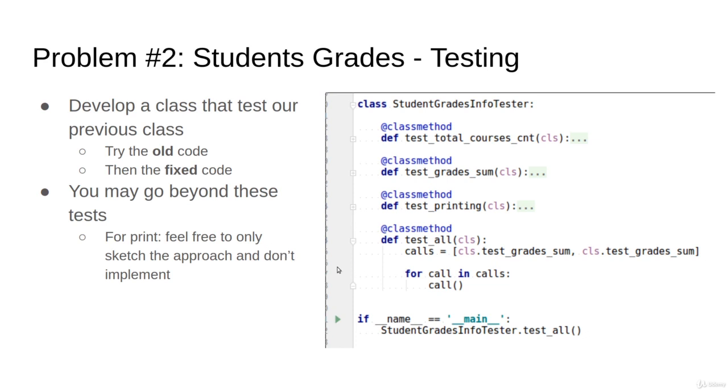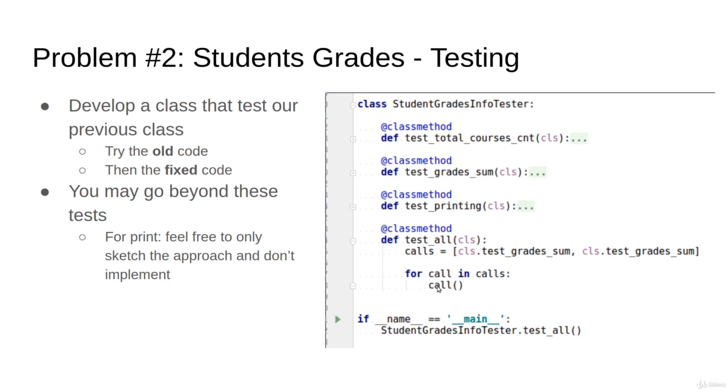Observe this nice thing here. I created a list of methods. You see here I have the class, and they are class methods. I put here the methods grade sum without parentheses. Oh, I duplicated it. It should be grade sum, total courses count, and printing. This one should be a list of these 3 methods. Now you are iterating on every call out of these 3 calls, and call now is a method. Once you put the parentheses, you make a call.